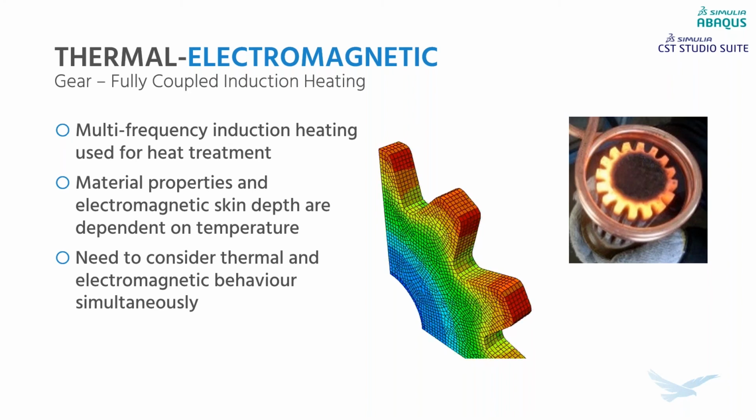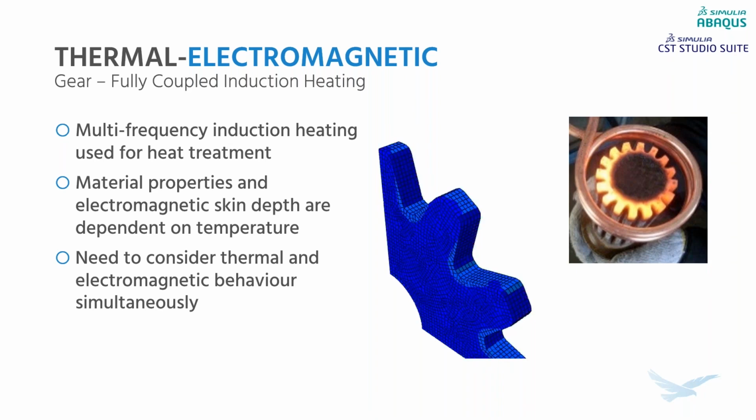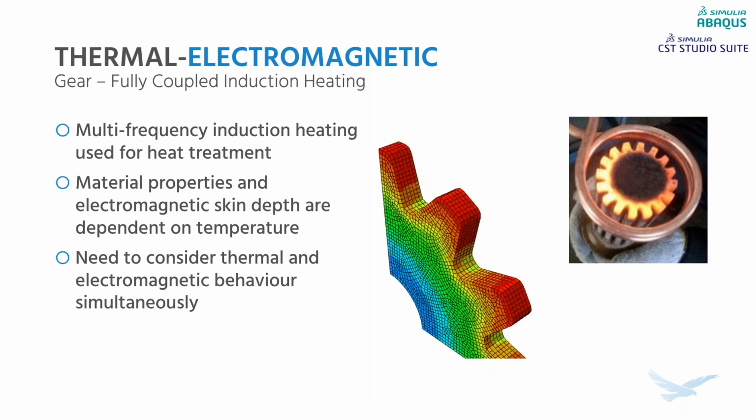And so we need to look at the eddy currents due to the electromagnetic behavior. We need to look at the Joule heating, and we need to look at the thermal profile as it heats up all at the same time. So again, fully coupled. This one can be done in Abaqus, or it could be done in CST. They both have a portion of the solving power. Abaqus is going to be your choice if you're more concerned about the structural part, and CST is going to be your choice if you're more concerned about the electromagnetic part, or you might be driven to one or the other based on what you have available to you at the time.